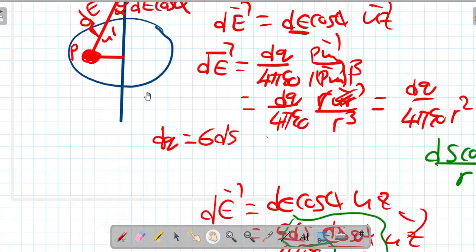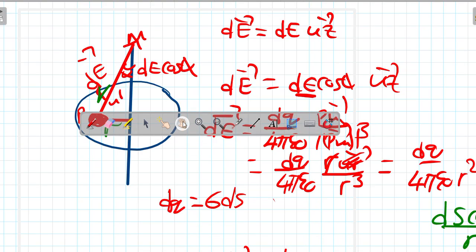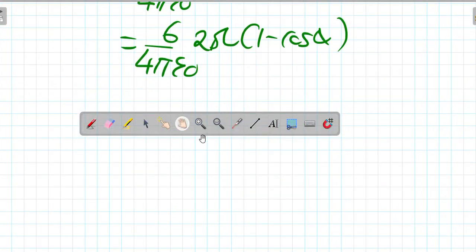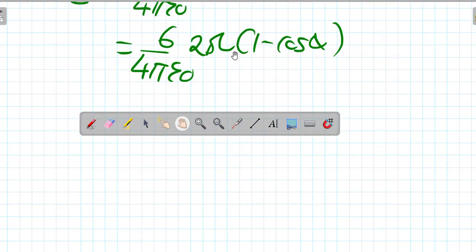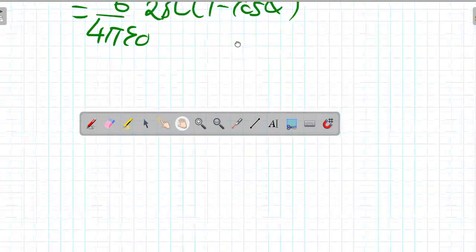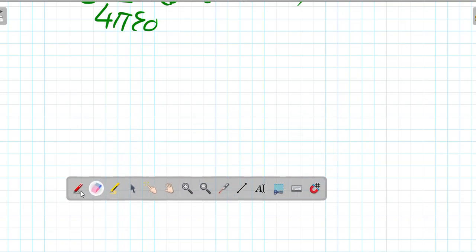Or if you want, you can come back to here and call this length L and this one R. Then you can find cos alpha in terms of L. But what you can just do is use this answer for the solid angle, which is for the disk.